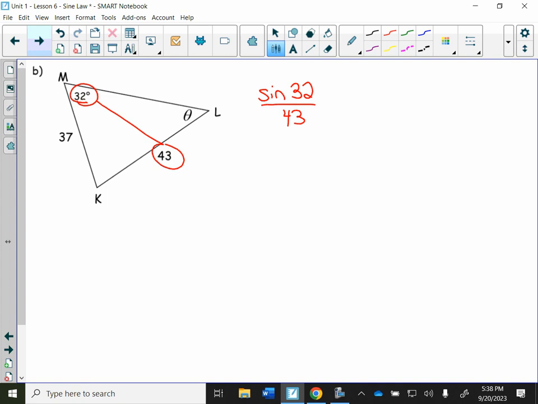I need a pair of things to be able to start this off. And then I need the other pair. The sine of the angle, which I don't know, called theta, goes with the 37.